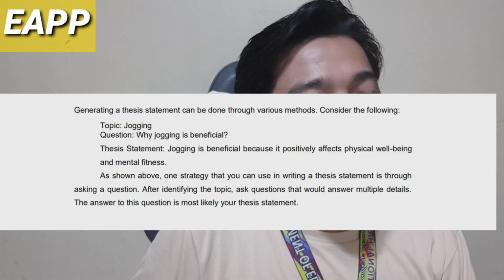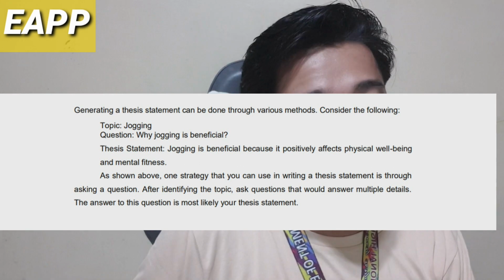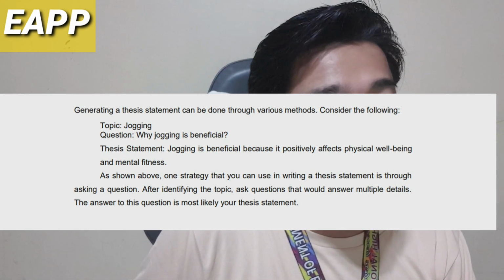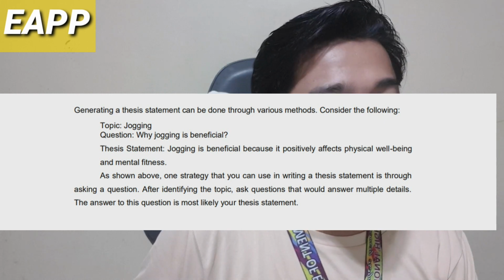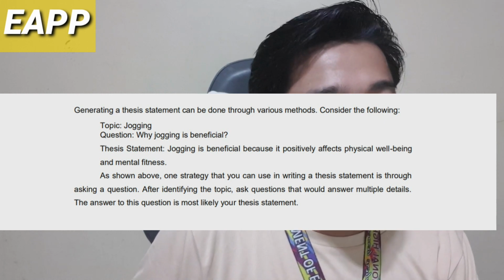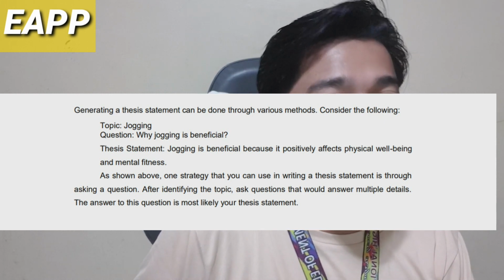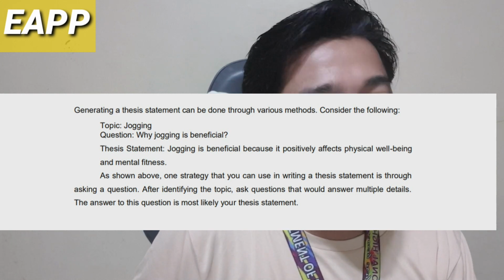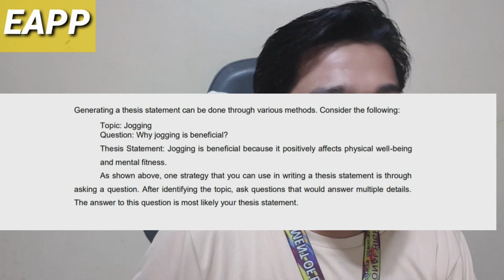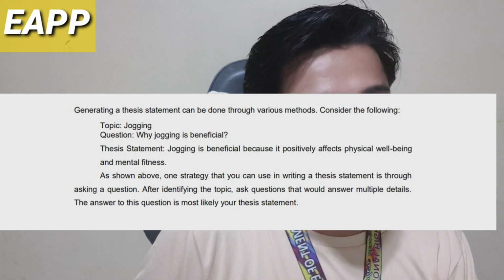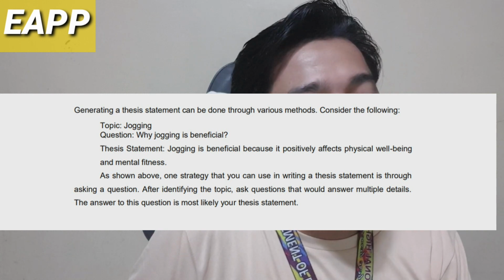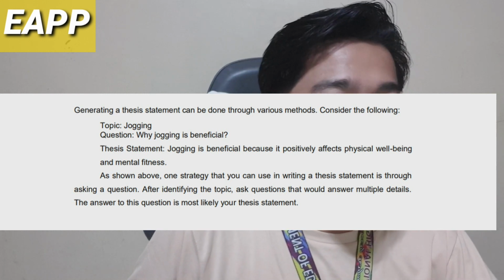As shown above, one strategy that you can use in writing a thesis statement is through asking a question. After identifying the topic, ask questions that would answer multiple details. The answer to this question is most likely your thesis statement. Let's say the topic is jogging. Your self-formulated question is, why is jogging beneficial? Then your thesis statement could be, jogging is beneficial because it positively affects physical well-being and mental fitness.